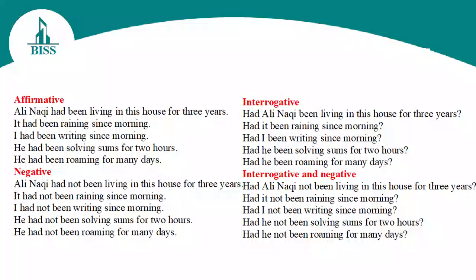He had not been roaming for many days. Interrogative. Had Ali Naki been living in this house for 3 years? Had it been raining since morning? Had I been writing since morning? Had he been solving sums for 2 hours? Had he been roaming for many days? Interrogative and negative. Had Ali Naki not been living in this house for 3 years? Had it not been raining since morning?